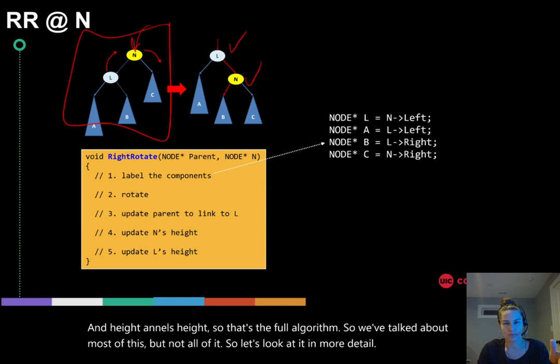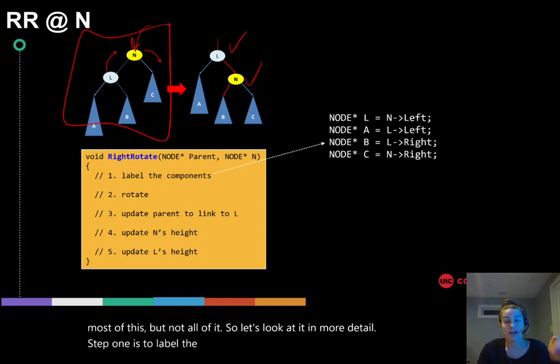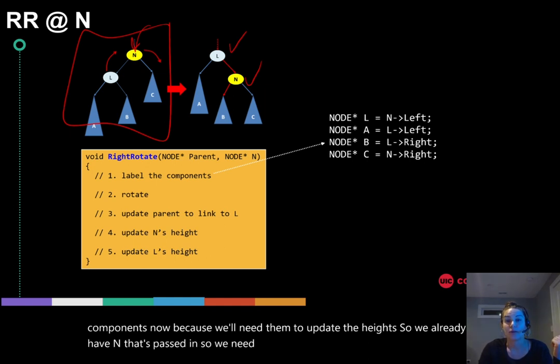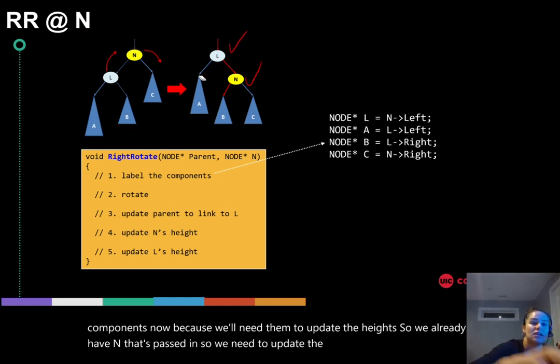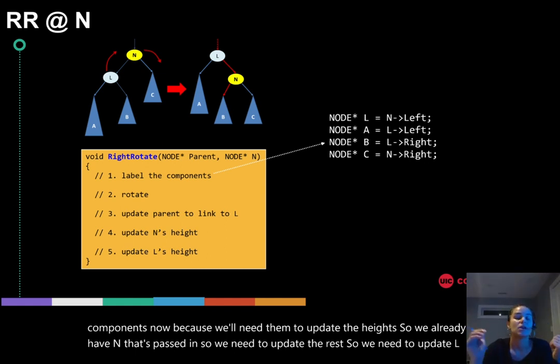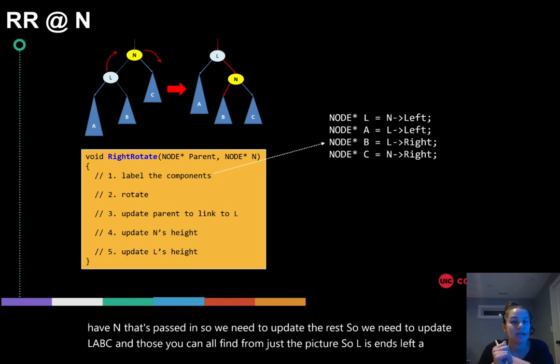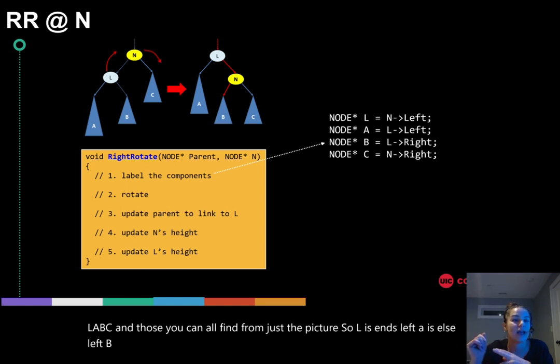Step 1 is to label the components. We actually need to label all the components now because we'll need them to update the heights. So we already have N, that's passed in, so we need to update the rest. So we need to update L, A, B, and C. And those you can all find from just the picture. So L is N's left, A is L's left, B is L's right, and C is N's right.